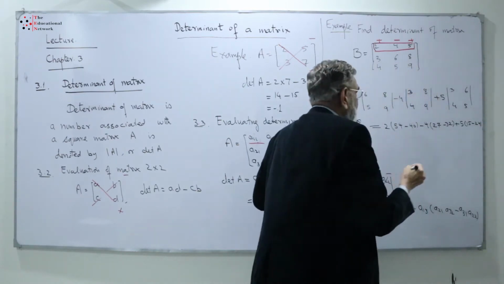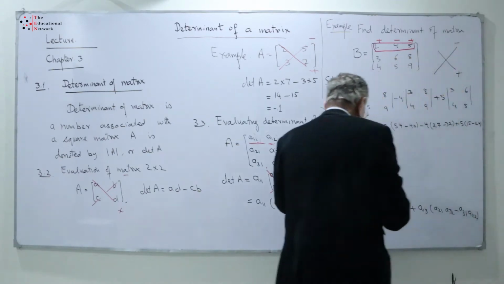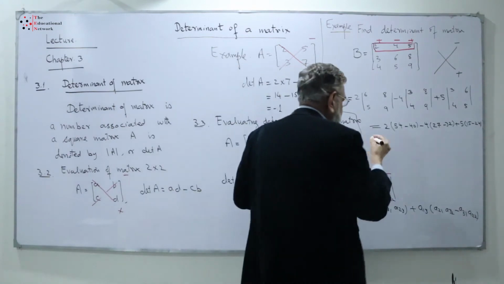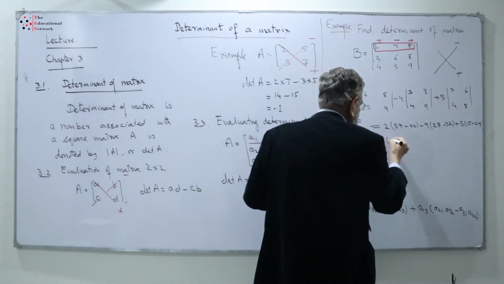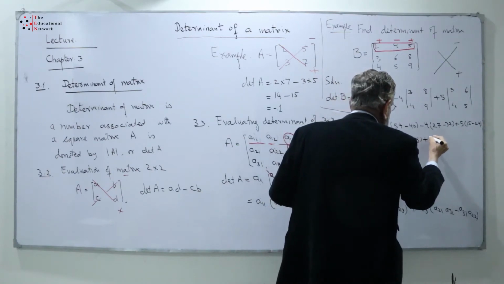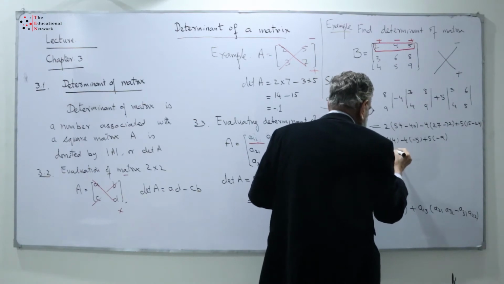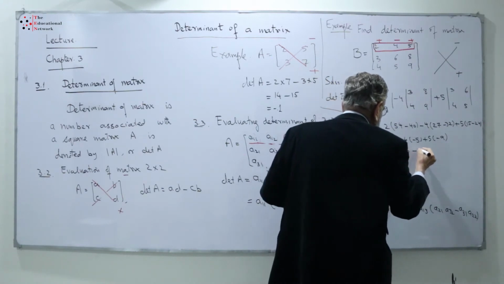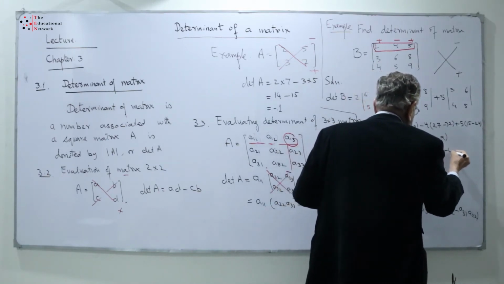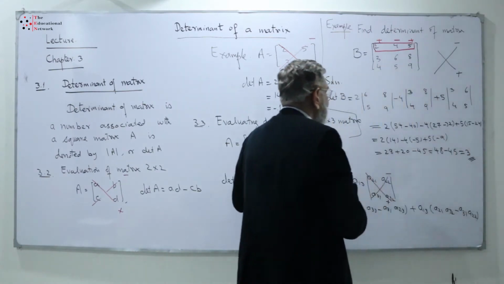Same rule. I multiply these two with plus sign, I multiply these two with minus sign. I took the signs and we get here, when we simplify this one, 2 into 14 minus 4 into minus 5 plus 5 into minus 9. Solve it. I get here 28 plus 20 minus 45. This gives me 48 minus 45 is equal to 3.